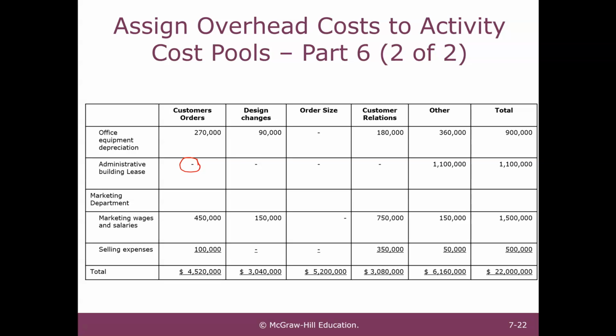So the total customer orders is 4,520,000. The total design changes is 3,040,000. Order size is 5,200,000. Customer relations is 3,080,000. And then other is 6,160,000, for a total of the $22 million. So we're still working with the same costs, we're just divvying them up differently.